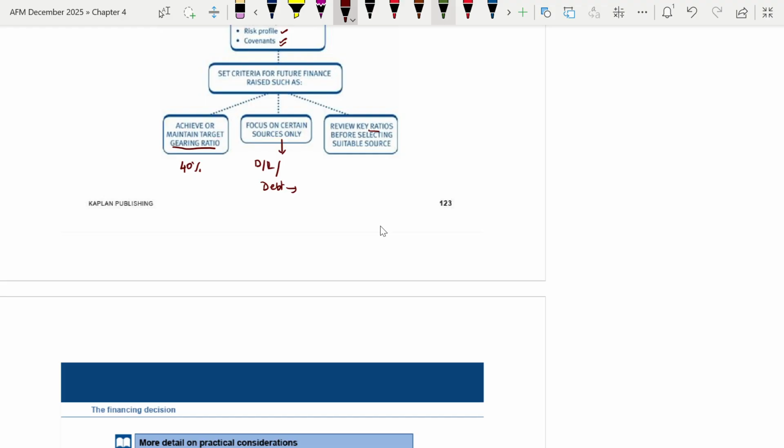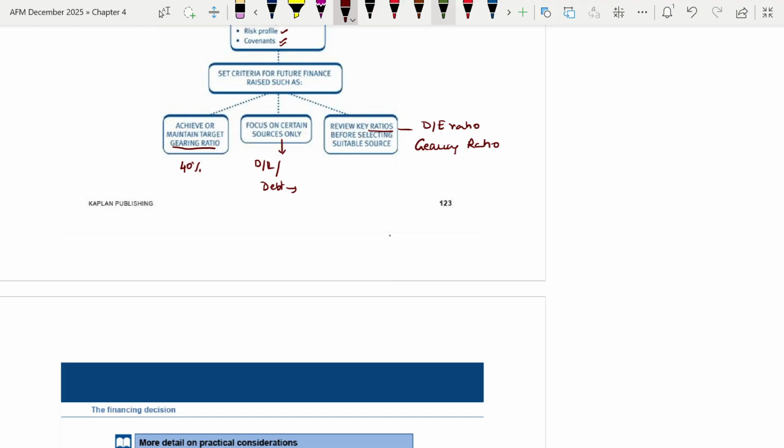When you are talking about key ratios, is it in terms of what? Not only in terms of debt equity ratio. You are talking about the ratios which will influence. You will talk about the interest coverage ratio. You are talking about the interest, all the ratios. We have to link.